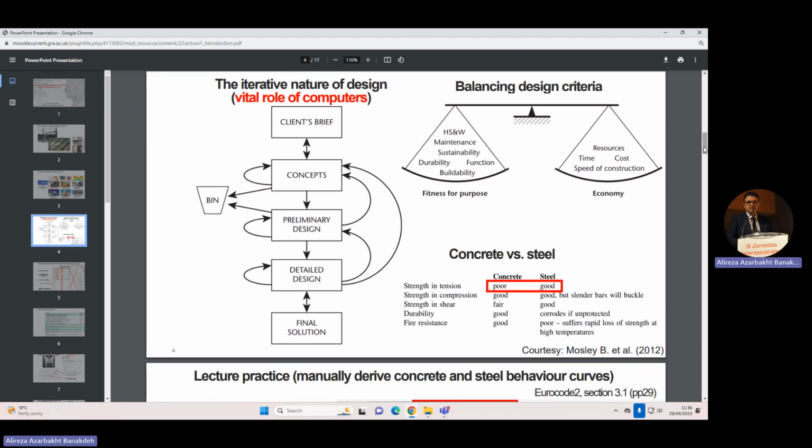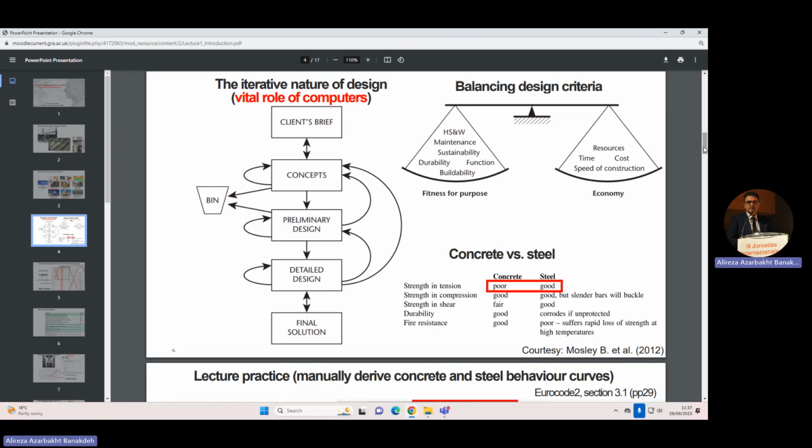From the point of strength in shear, concrete is fair and steel is good. That's why we need to put some surrounding reinforcement in concrete beams to carry the shears, right? We cannot rely only on concrete to bear the whole shear forces. It's not bad, good, fair, but steel is good. Steel is really good in shear.